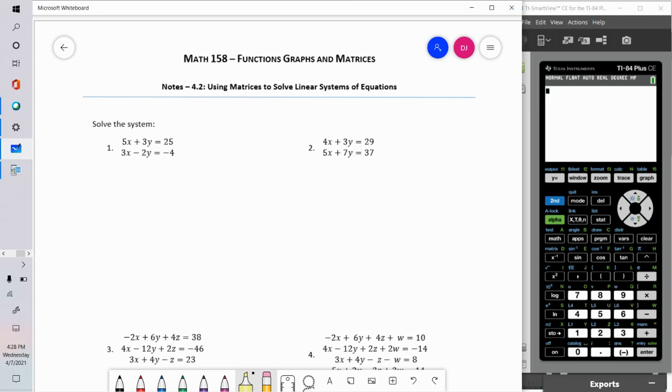All right, welcome to Math 158, Functions, Graphs, and Matrices. This is section 4.2, using matrices to solve systems of linear equations.